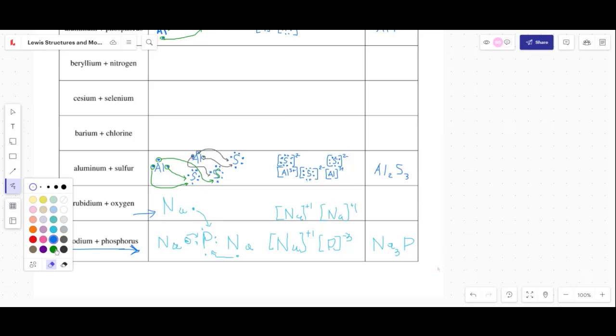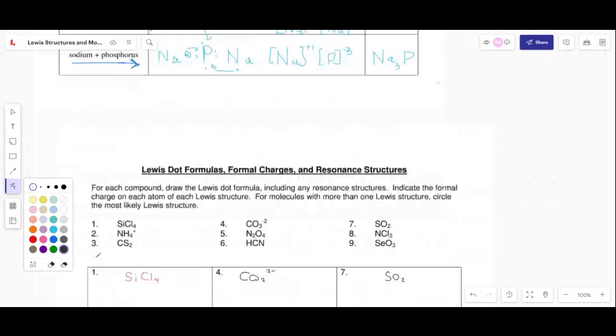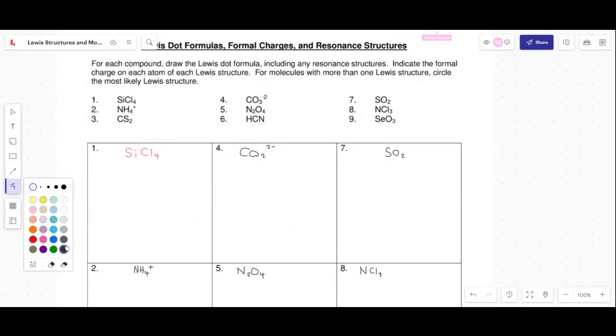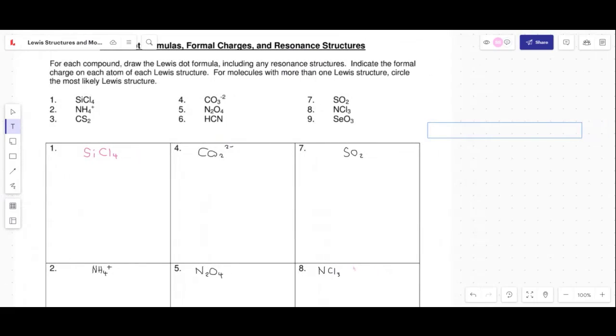Now let's go ahead and take a look at formal charges for how to do Lewis structures for compounds that are molecular in nature. So let's look at the first one, silicon dichloride. There's several steps to drawing Lewis structures here, and I'll go ahead and type them out so you have a clear idea of what they are. So step number 1 is count the total number of valence electrons.